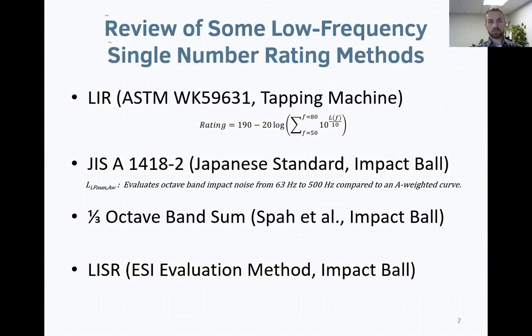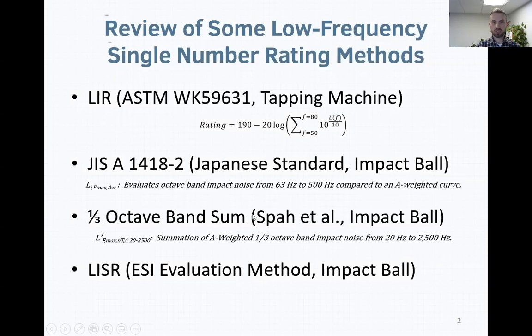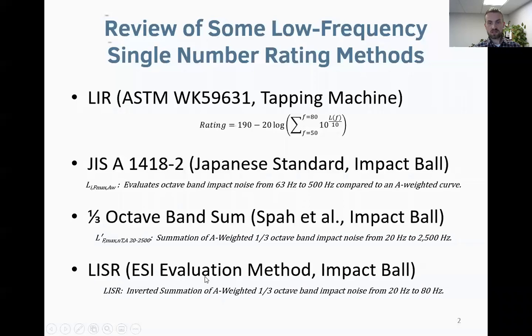The other way to look at it is just doing a third octave band sum, which others have been doing and found good correlation with some subjective analysis. So you're summing the A-weighted 1/3 octave bands from 20 hertz out to 2500 hertz. So this is actually including some high frequency data. The other way to look at it that we've been doing is to just look at the low frequencies. So again, it's an A-weighted 1/3 octave sum, but just from 20 hertz to 80 hertz, just the low frequency data. Nothing at 100 hertz and higher that the normal IIC looks at.